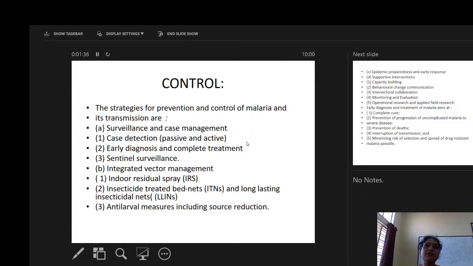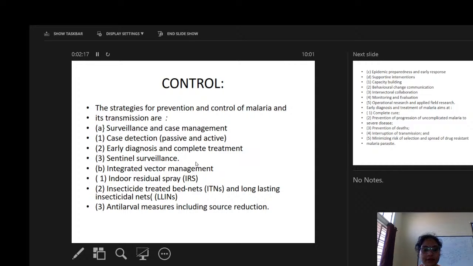Passive means the cases that we get in the hospital, like they come near us with fever, chills and sweats, or whatever the symptoms of malaria. And active means we'll have to go and find the cases in the community. Next is early diagnosis and complete treatment. Early diagnosis is, as soon as we are suspicious of a fever, we have to get the test done quickly, or give the diagnosis as early as possible so that we'll start the treatment. I'll talk about the treatment as it is given in Park textbook, so that it will be easy for you all to memorize.